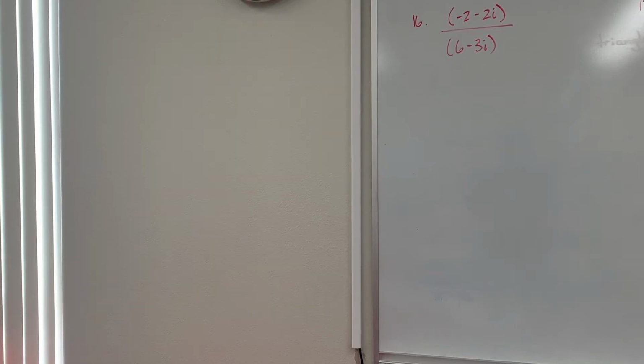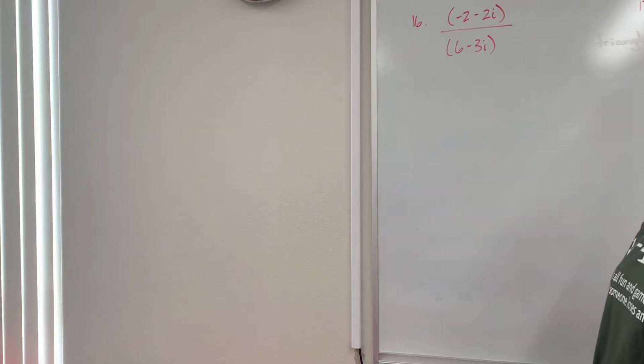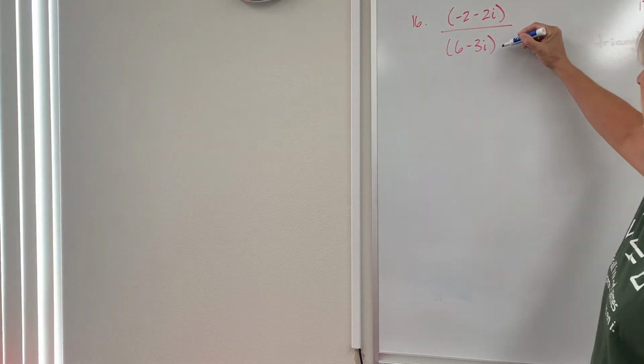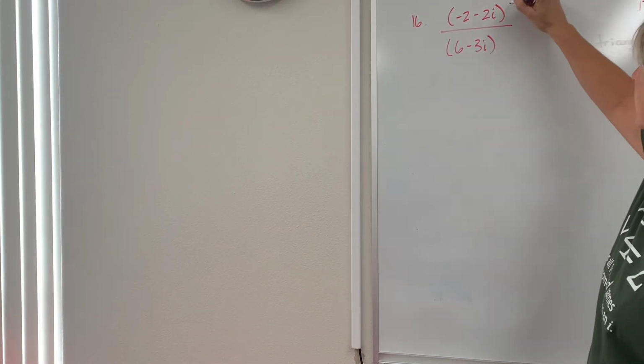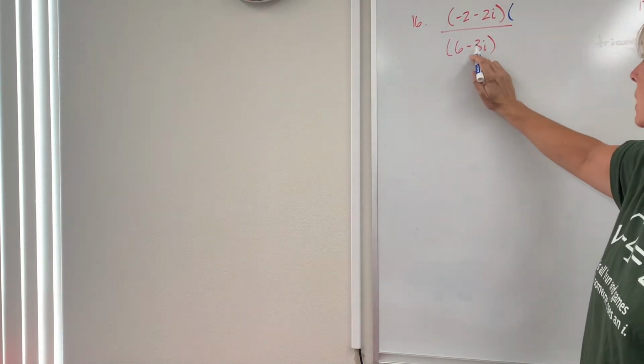This is the video for the first test review, questions 16, 17, 18, 19, and 20. So the first question, number 16, they want us to solve this division problem with the imaginary numbers. So what we would do for that is we would multiply top and bottom by the conjugate of the bottom. The conjugate is the same two terms with a different sign in the middle.